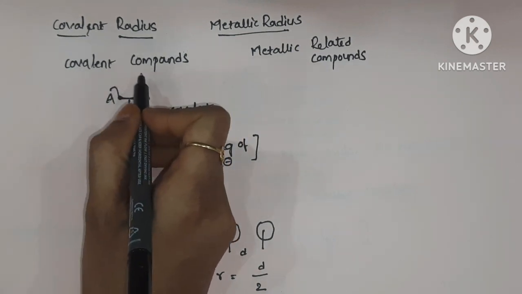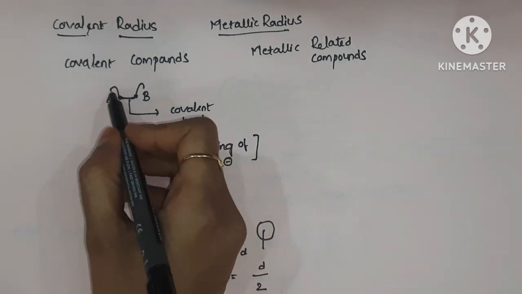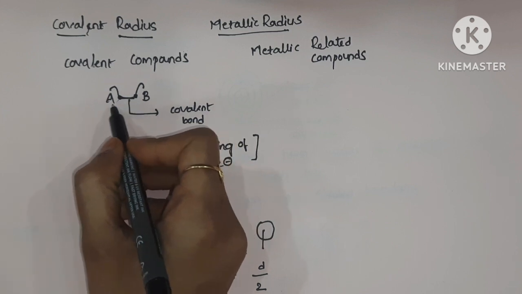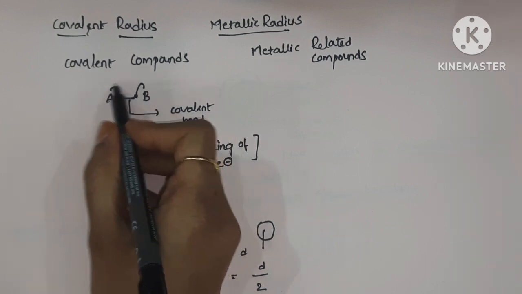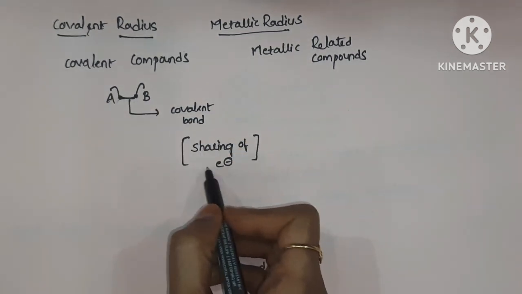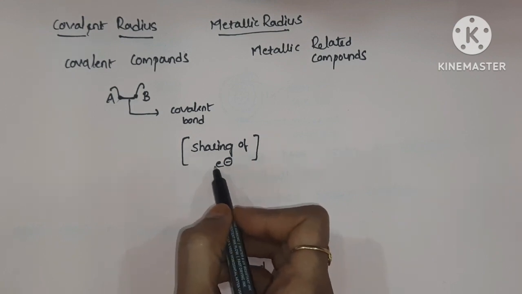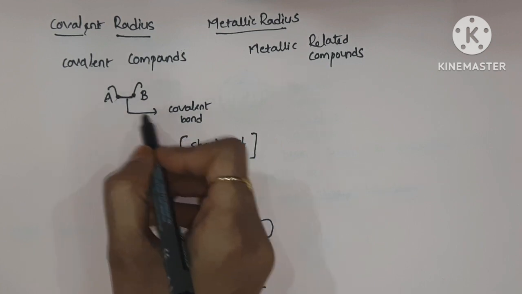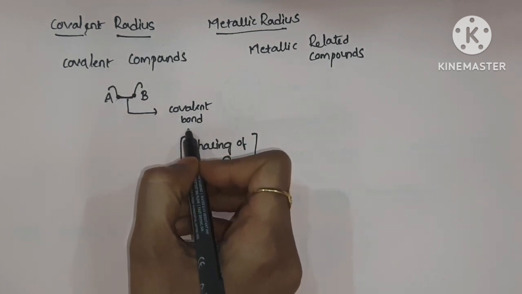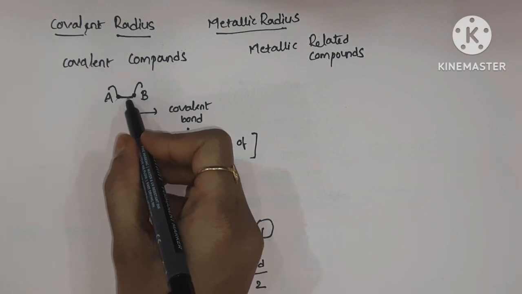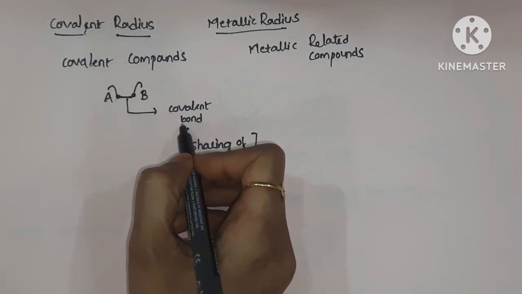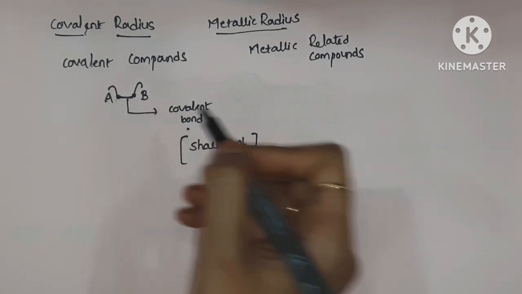Covalent compounds. That means A atom shares one electron, B atom also shares one electron to form a bond, and these two atoms are bound together by sharing of electrons. Then it is called a covalent compound, and this bond is called a covalent bond. This bond is very, very stable and strong among all bonds in chemistry. Covalent bond is very strong and stable.